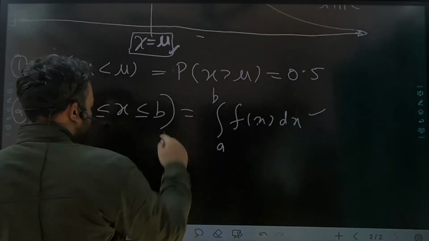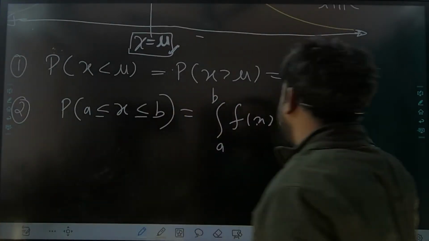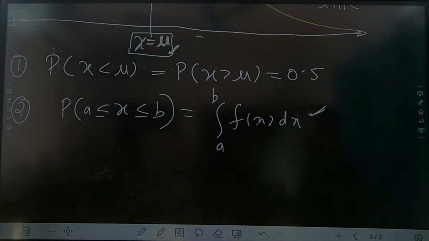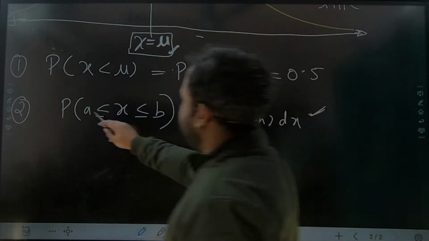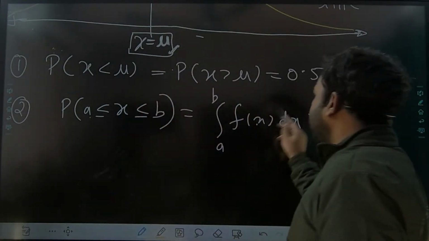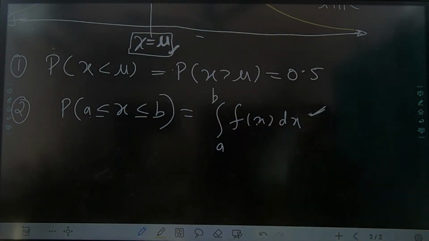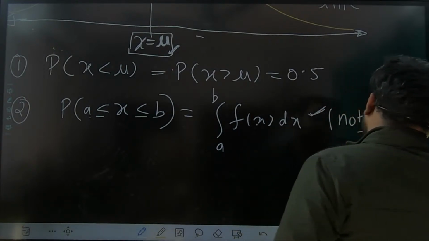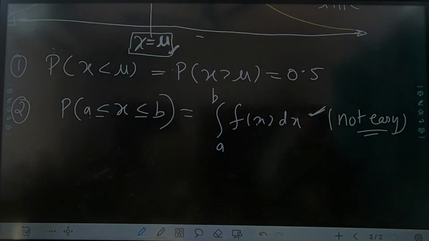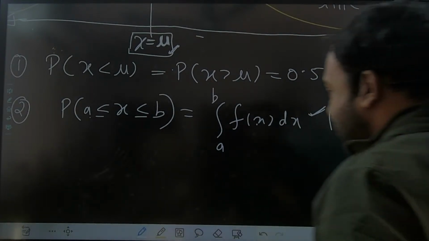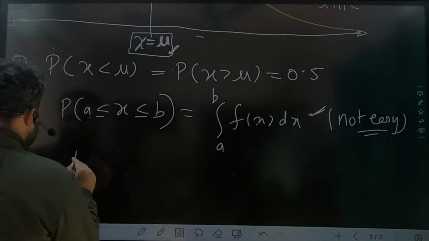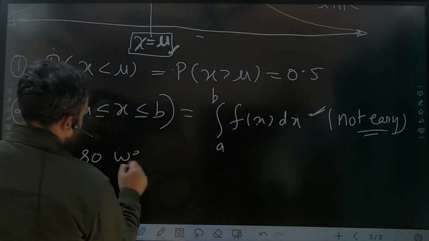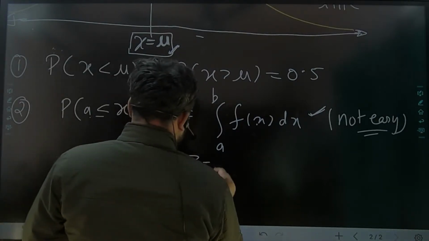So we don't follow this, although you can calculate the probability between any two x values, from a to b, by taking the area under the curve between those two limits. That is not so easy, right? I won't say it is not possible to calculate, but it's not easy, so we have another rule. We use the z-score. There's a new concept here.